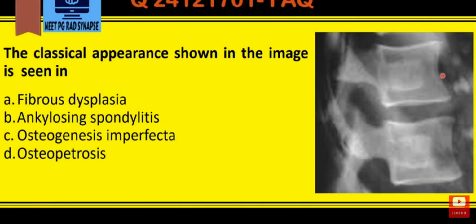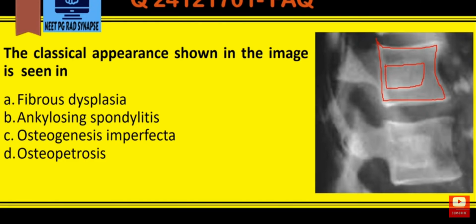So here we have an image of the classical appearance. We see that this is a vertebra and we see a smaller vertebra within it. So we have a small vertebra and a larger vertebra. This is the bone within bone appearance, which is seen in osteopetrosis.